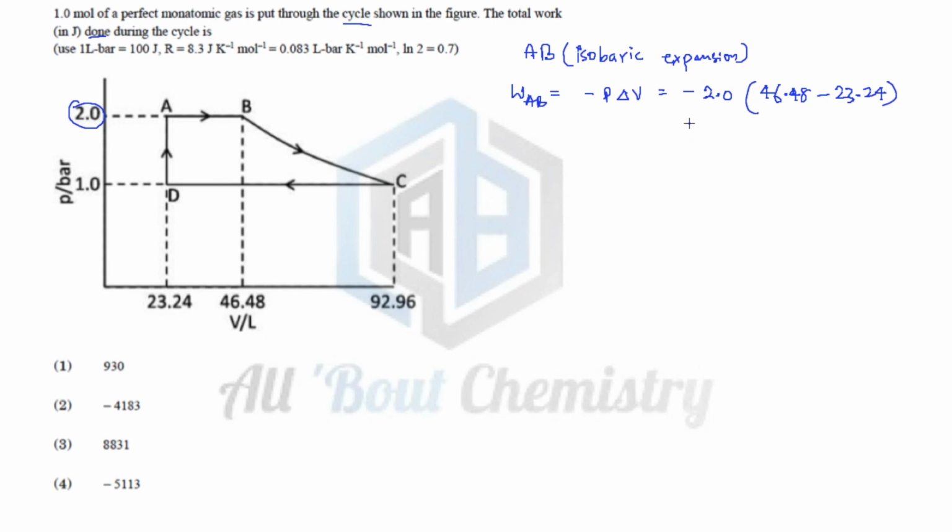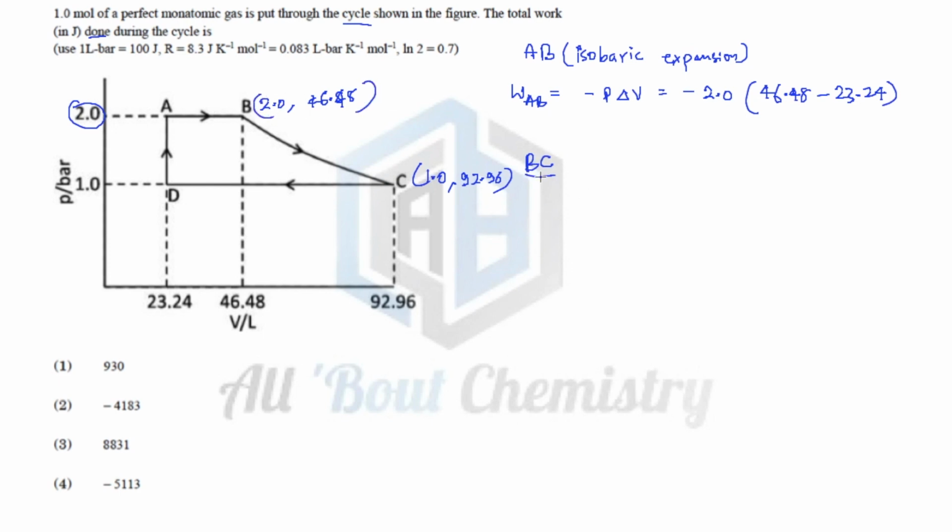Let's talk about the next one, which will be process BC. In the process B to C, when you go from point B to point C, what you can see is that the pressure over here is 2.0 and the pressure over here is 1.0, whereas the volume over here is 46.48 and here the volume is 92.96. That's what the values we have.